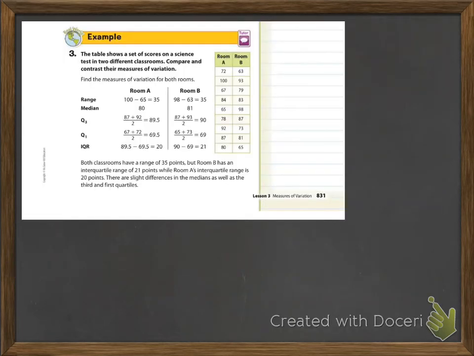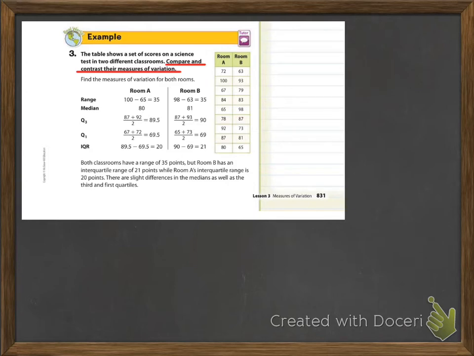So on this example here, it reads, the table shows a set of scores on a science test in 2 different classrooms. You have classroom A and classroom B. You need to compare and contrast their measures of variation. All right, you guys, that's the key words right there, compare and contrast.